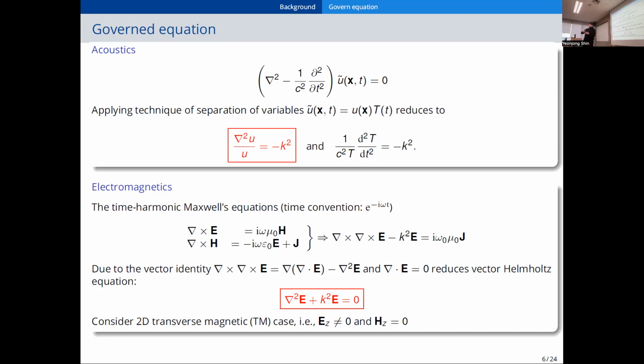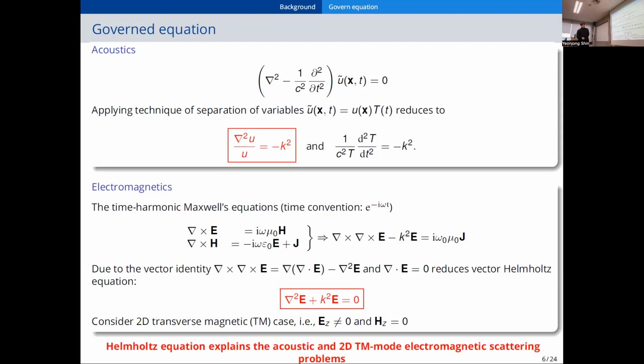This means that physically, we think about the target as a long cylinder. Then only the Z component remains and the other components are almost 0. So that's why for this vector Helmholtz equation, we can think about just the scalar Helmholtz equation. Then the Helmholtz equation explains the acoustic and 2D TM mode electromagnetic scattering problem.